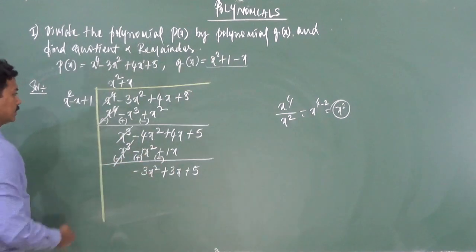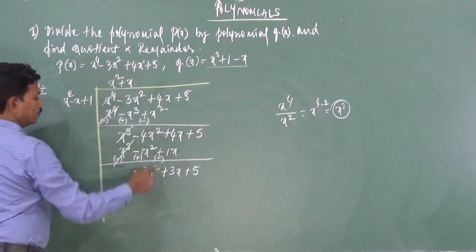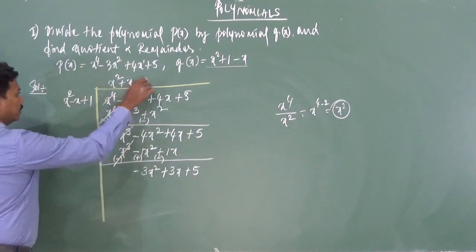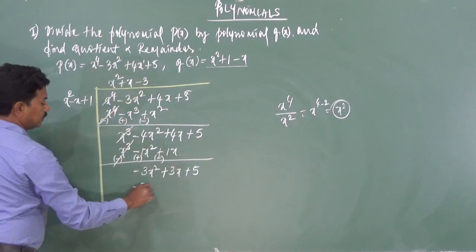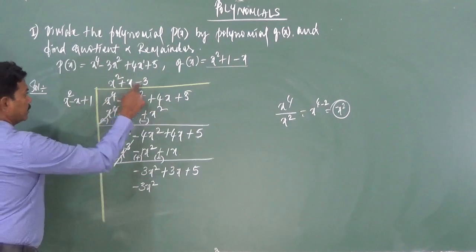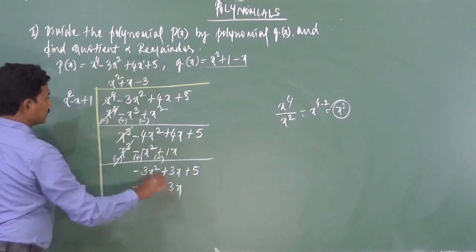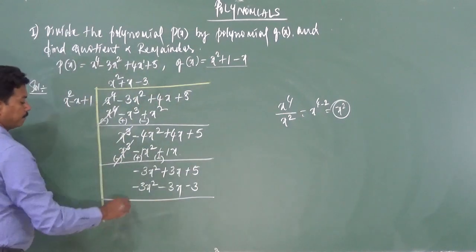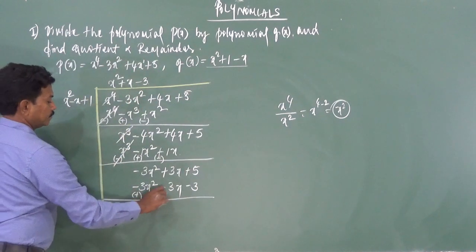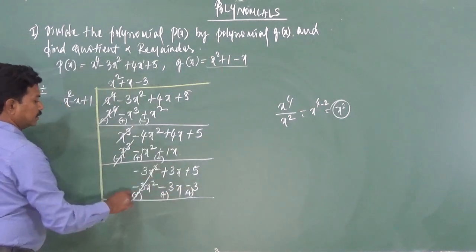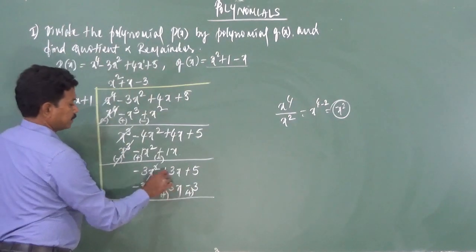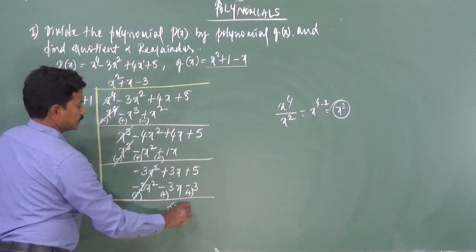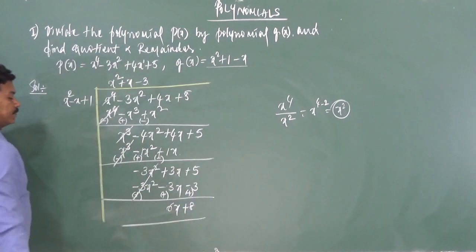So we can continue the process. x square into what gives you minus 3x square? So it is minus 3. x square into minus 3 is minus 3x square. Minus x into minus 3 is minus 3x. Plus 1 into minus 3 is minus 3. Okay, so sign changes, plus and this is plus, terms cancel, plus 3x is plus 6x, plus 3 plus 5 is plus 8. So this is the remainder.